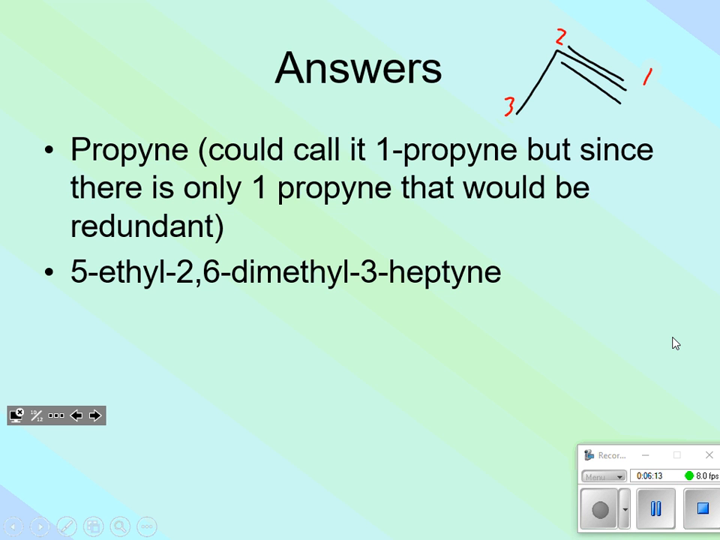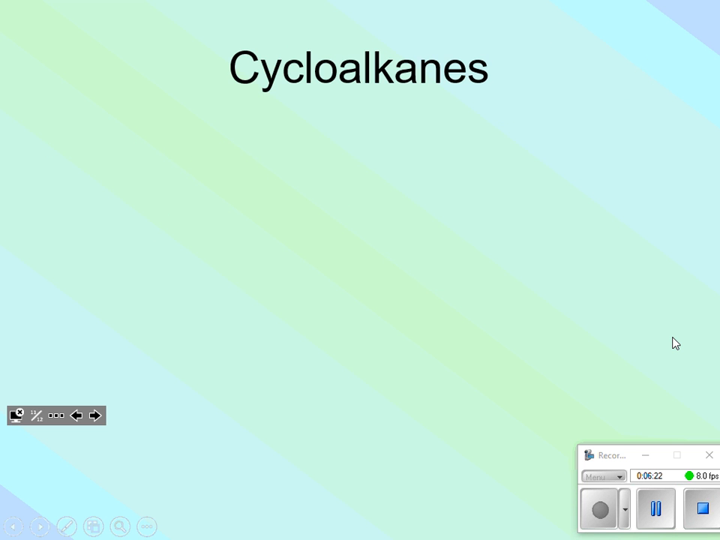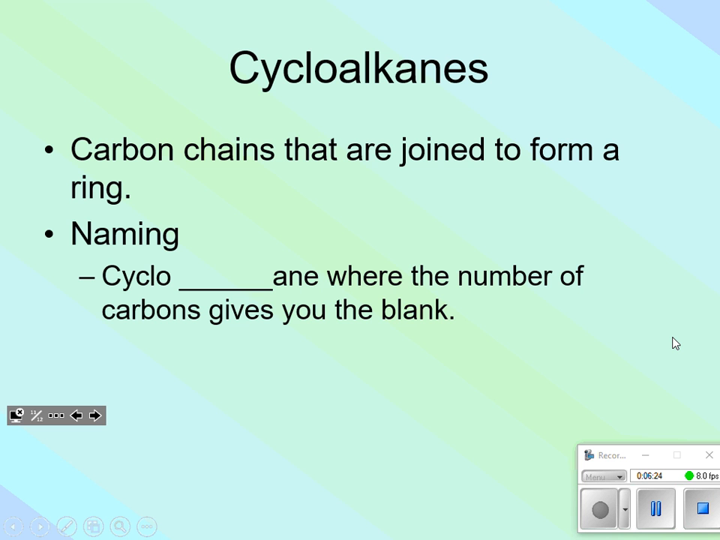Okay, so that covers all the stuff that I will be showing you. Alkanes, alkenes, alkynes. Again, we did do cyclos already. Cyclo blank ane if it's all single bonded. Cyclo blank ene if there was a double bond within it.